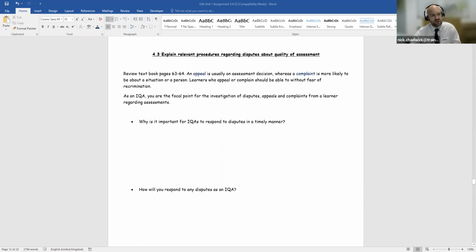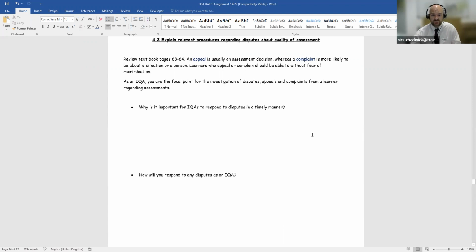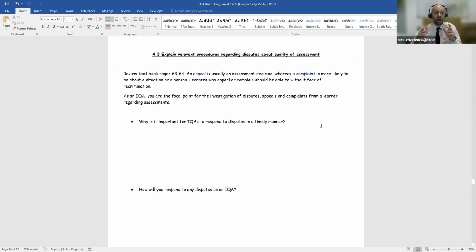Just moving on to criteria 4.3 now. So we are looking to explain relevant procedures regarding disputes about quality of assessment. Okay. Now, appeals, disputes, complaints, it does happen. Okay. And you as an IQA just need to be mindful of that.